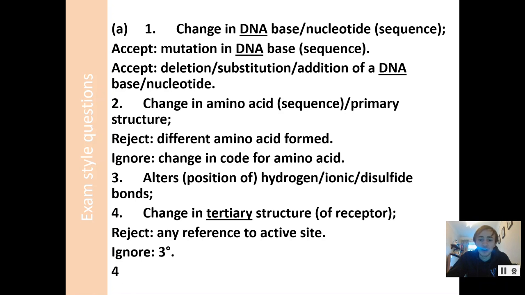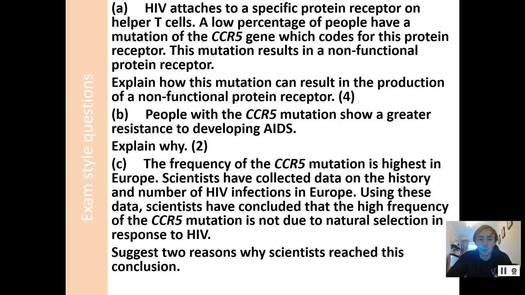The third mark is for suggesting that that might alter the position of various bonds. The fourth mark is for saying that that will change the tertiary structure of the receptor. So why would having a mutation lead to a non-functional receptor? Because firstly, that will change the DNA, that's what a mutation is. Secondly, that could change the amino acid. Thirdly, that amino acid change might affect the type of bonds you get in this protein. And fourthly, that might therefore change the tertiary structure of that protein, making it non-functional.